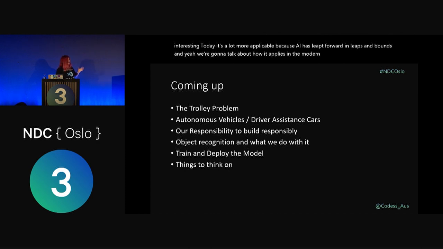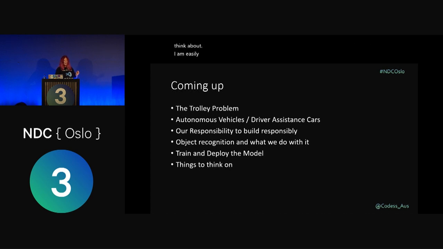I'm going to talk a little bit about autonomous vehicles, or as we like to call them in Australia, driver assist cars. They like to call it that so that you can say definitely the driver was at fault. I'm going to talk about our responsibility to build responsibly, about object recognition and what we do with it. I'll show you a little demo about how easy it is to train and deploy the model, and some things to think about.